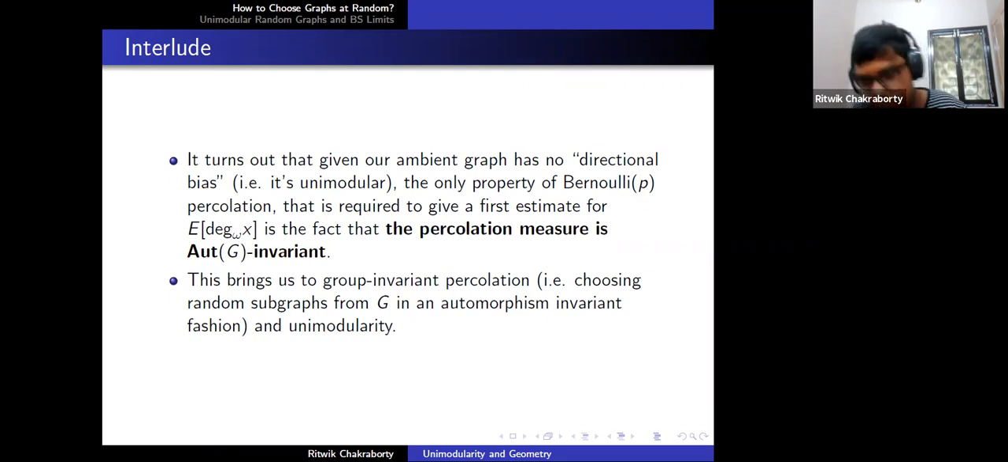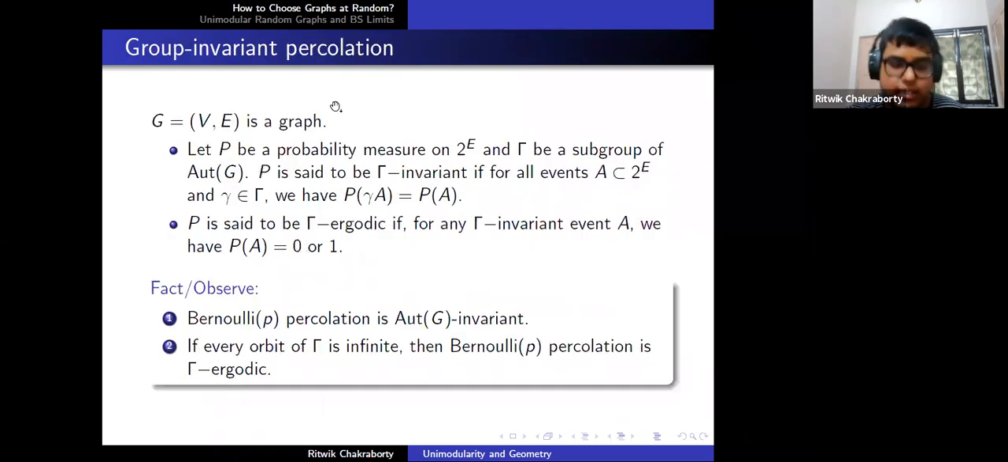And so this basically tells us that I don't really need to talk about Bernoulli p percolation. I could just talk about group invariant percolation. And what does that mean? That amounts to choosing random subgraphs of G in an automorphism invariant fashion. So we should restrict our attention to two things: this property of unimodularity that a graph ought to have, and group invariant percolation. So we will define what group invariant percolation means.